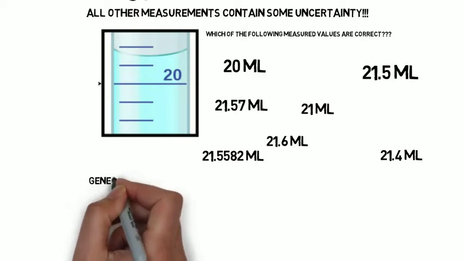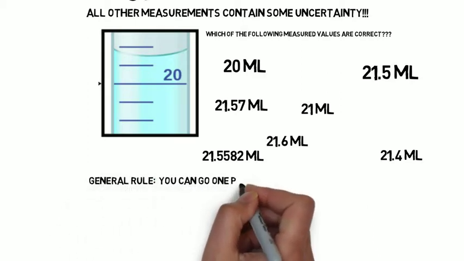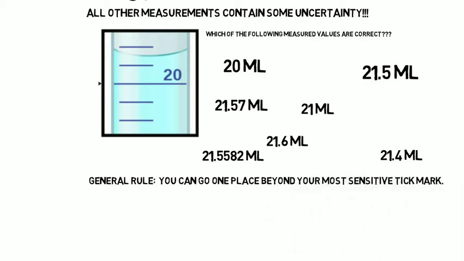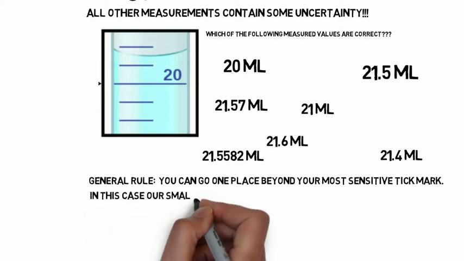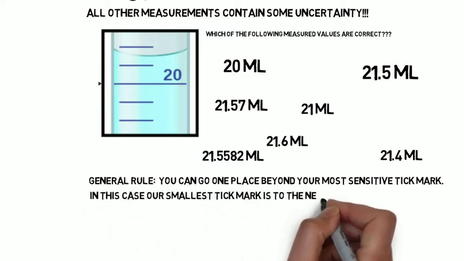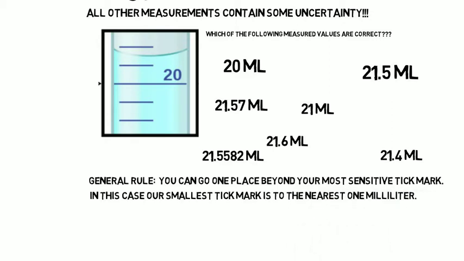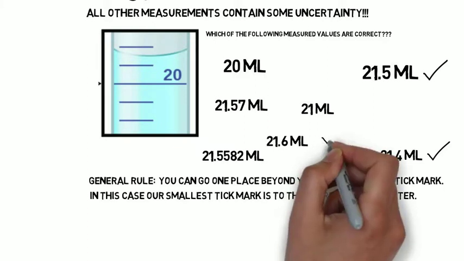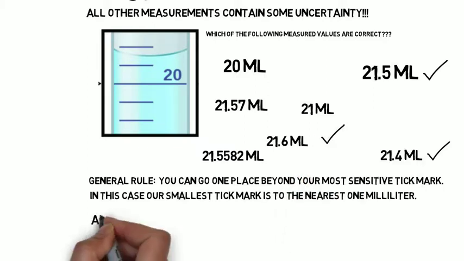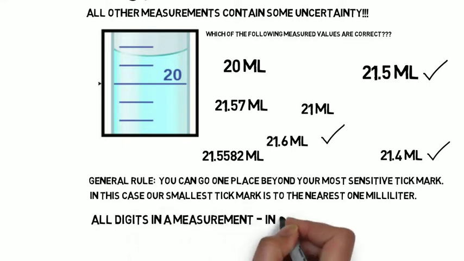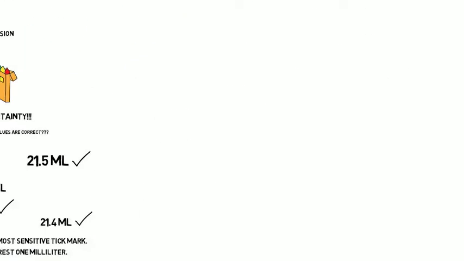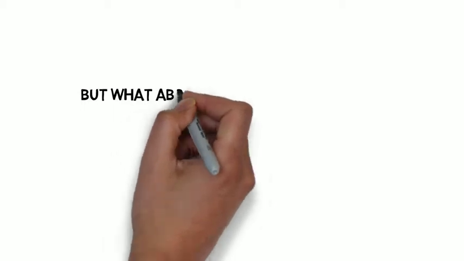How do we know? Well, there is a rule of thumb, and the rule of thumb states that you can go to one place beyond your most sensitive tick mark. In this case, our most sensitive tick mark is the 1 milliliter. So we can go one place beyond that, which would be to the 10th of a milliliter. So in this case, reasonable estimates would be 21.5, 21.4, and 21.6 milliliters. Notice the difference in those three measurements. Any one of those could be correct. We have some estimation in there. All of the digits in that measurement, including the estimated digit, are considered significant or important to your measurement.